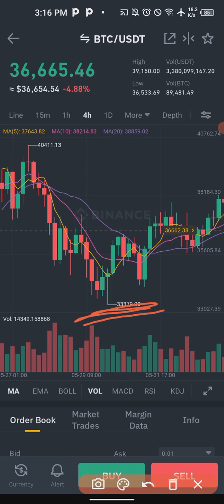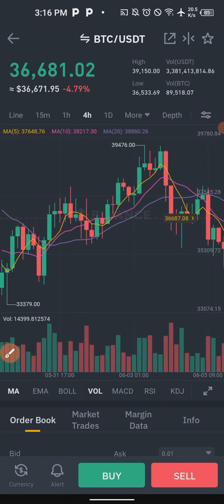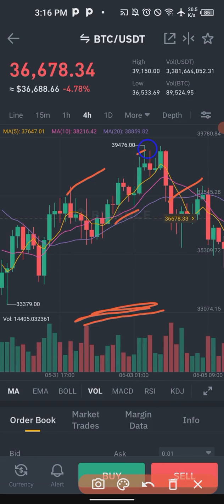Now let us imagine one day you come and you see the same market at $33,379 and you are like, don't worry, the market will soon fall. Let me be patient. And the next day you see the market rising, rising, and it comes here again, it's still rising, rising. I'm sure you'll be regretting. If I had known, I'd have bought when it was $33,000, right?